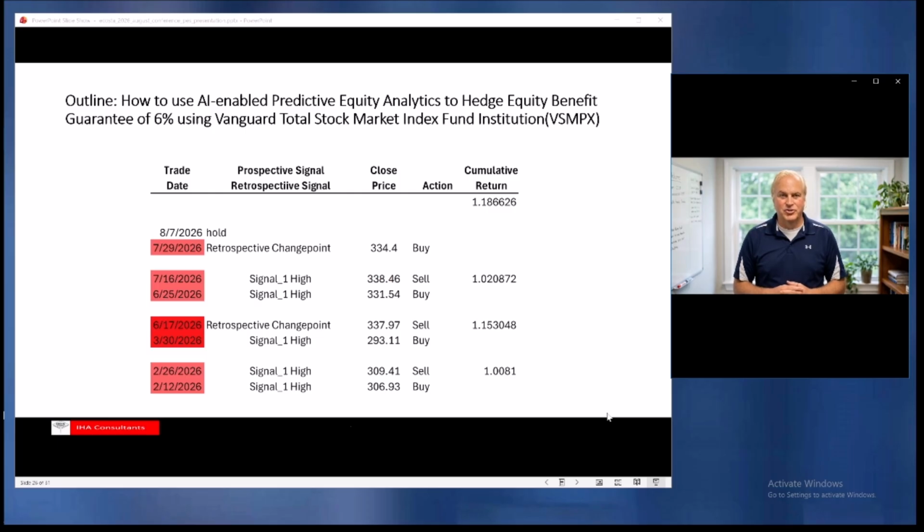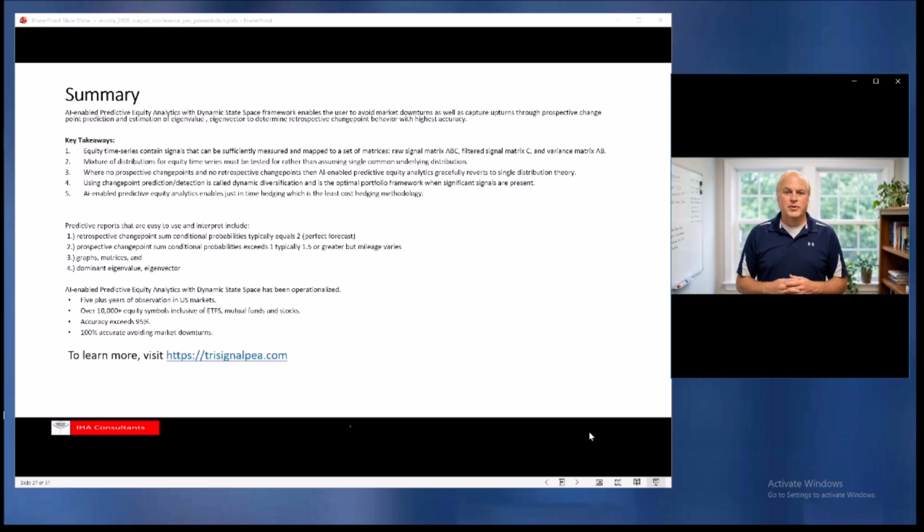Not only has the traditional hedge cost been avoided, a net excess of 10%, which allows for transaction costs, goes into the general account. To summarize, AI-enabled predictive equity analytics with a dynamic state space framework enables the user to avoid market downturns as well as capture upturns through prospective change point prediction and estimation of eigenvalue and eigenvector to determine retrospective change point behavior with highest accuracy.